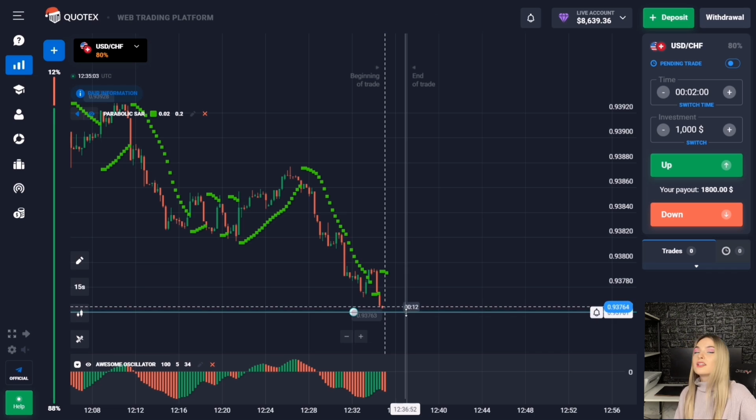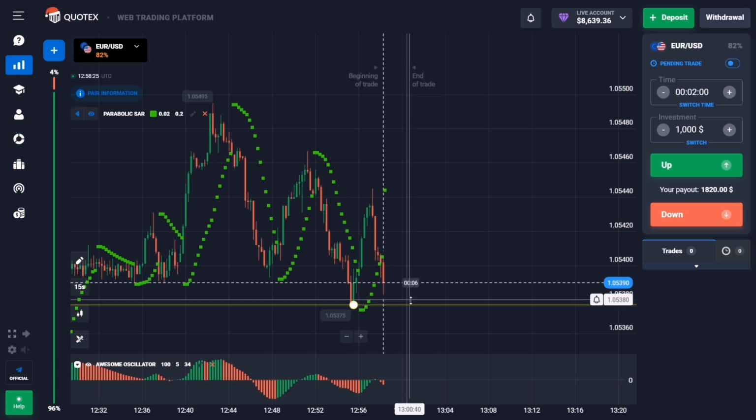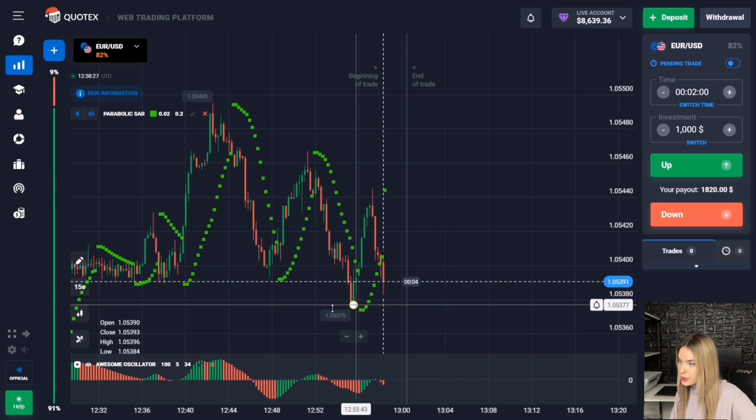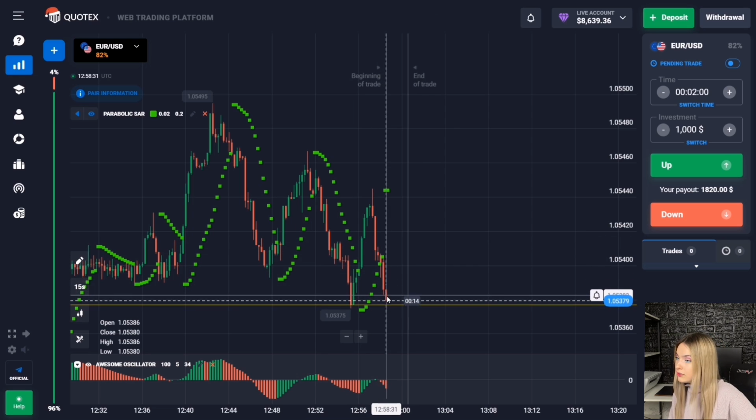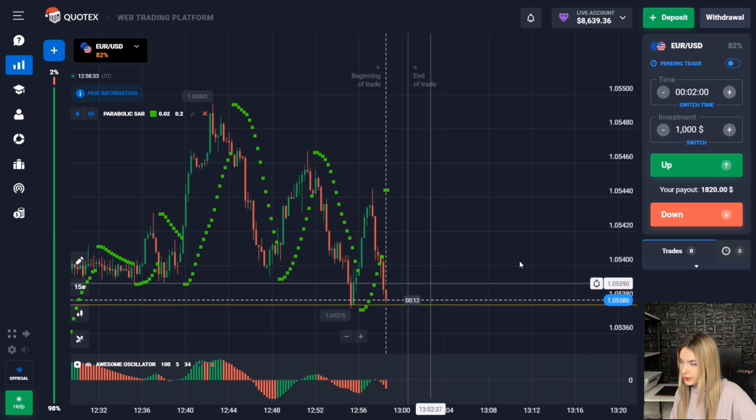Let's continue and consider the following market situation. Here we have a level of support. We also see that at the moment the price is quite confidently approaching our level. Let's open a deal for 2 minutes to go down.